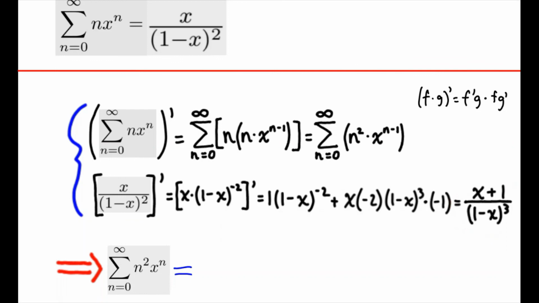Now, since this over here is going to be equal to this, and this have a difference of x, we can just multiply both sides by x. After we multiply the left side by x, we get that. So just multiplying this by x, we're going to get that this is equal to x times x plus 1 divided by 1 minus x to the third power. The same thing as our last method. And there you go. That's our answer.